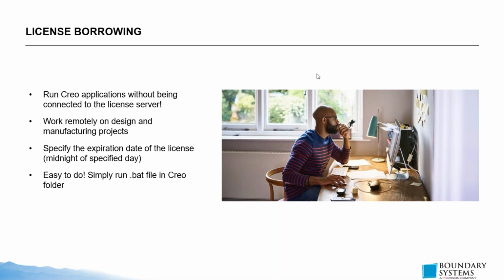So how this is done, it's very easy. Inside your program files on your computer, inside the Creo folder, there's a batch file that you can run. It's just one screen where you set some options and click OK, and that's most of the process right there. As I mentioned, you can specify exactly how long you want this to last, and it will expire at midnight of the selected day. So it will be in use by your computer for that long, and at midnight it will go back to being available.